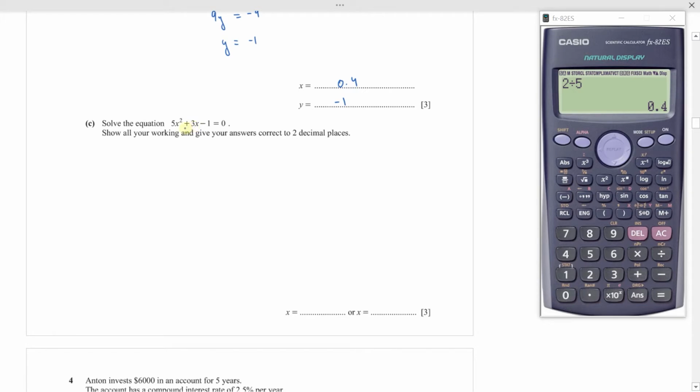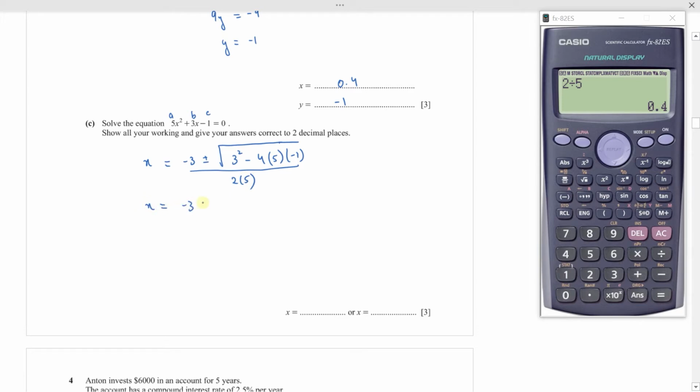Part C is solve this equation, show all your working and give answer correct to 2 decimal places. So this is a quadratic equation. I will use the quadratic formula to solve this. So you will have x equals minus b. So your a is 5, b is 3, and c is minus 1. So minus b will be minus 3 plus minus square root of b squared, 3 squared, minus 4ac, 4 into 5 into minus 1, divided by 2a, which will be 2 times 5.